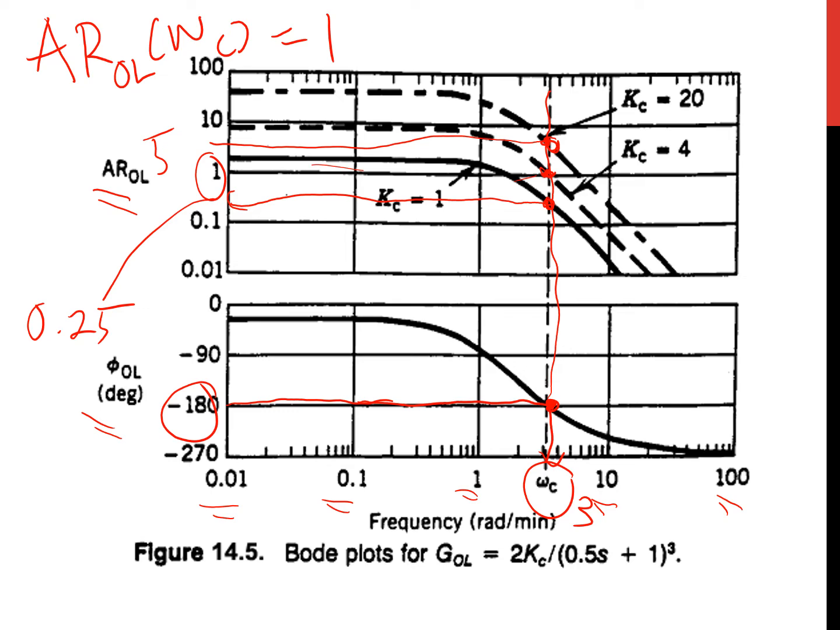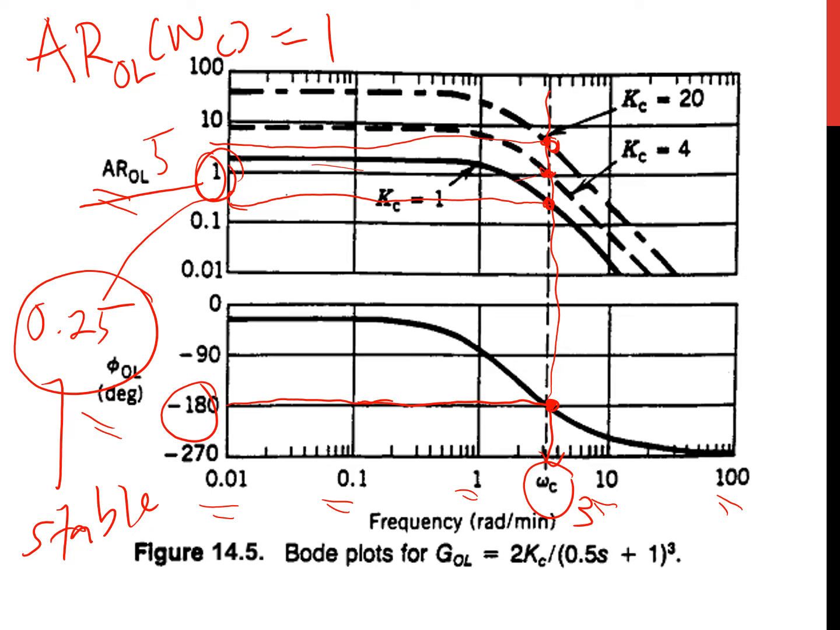So for KC equal to 1, you have 0.25. The value of AR or L equal to 0.25. That means your process is stable when you use the KC equal to 1. If you use the KC equal to 4, the value of AR or L equal to 1. So that means it is on the border of stability. So we call it partially stable. This one stable. This one partially stable because it's on the line, on the border.